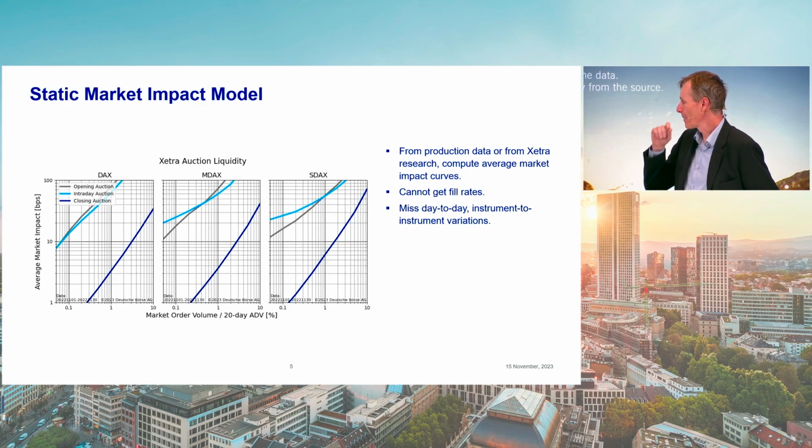So here, for example, if you focus on the leftmost panel, on the horizontal axis you see the size of a hypothetical additional order in terms of the average daily volume of the previous 20 days, and the vertical axis is your impact in basis points. So in this, for example, you would see if I put an additional 1% ADV into the closing auction, I would have moved the price by 3 basis points and change.